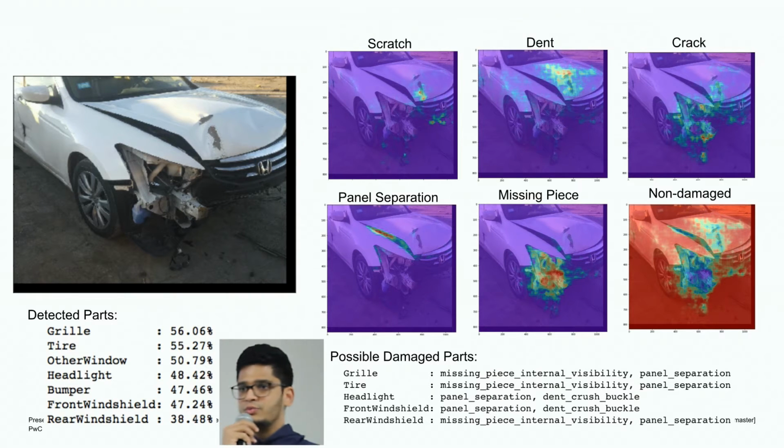What we also do is we detect different parts that we find in the image, and we also find detailed damages in the different parts that we've identified. All of this uses deep learning techniques and is all coded in Python.